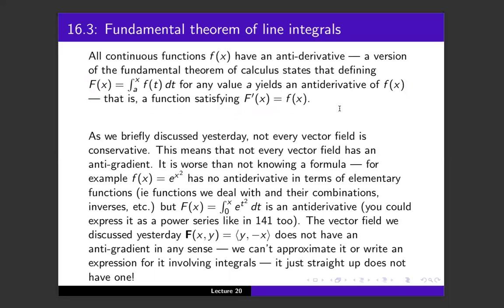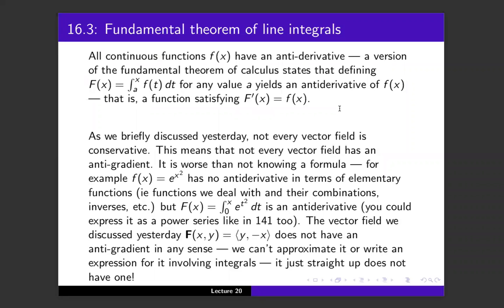But meanwhile, we looked at the vector field yesterday, F of x, y is y comma negative x. And that doesn't have an anti-gradient at all, which is not to say that it doesn't have an anti-gradient that can be expressed in simple terms. I'm not saying that it has an anti-gradient, but it's just really ugly. No, it does not have one. It does not exist. So that's going to cause some issues if you try to do certain kinds of analysis on that.